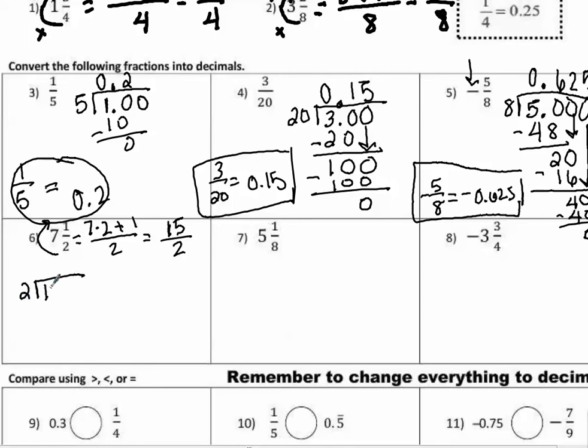Remember, top dog goes in the house along with the decimal and 2 zeros. 2 goes into 15 7 times, because 2 times 7 is 14. Subtract, 15 minus 14 is 1. Bring down your 0. 2 goes into 10 5 times. 5 times 2 is 10. Subtract, you get a 0 remainder. So when you write your answer, 7 1/2 equals 7 5/10.